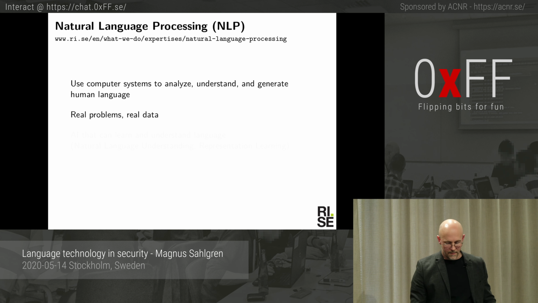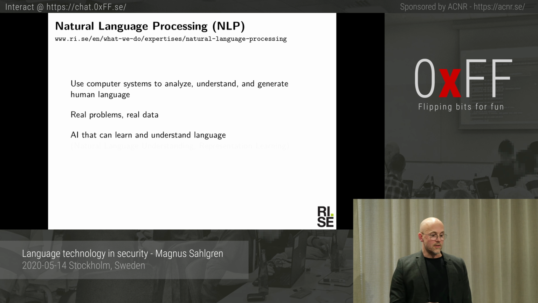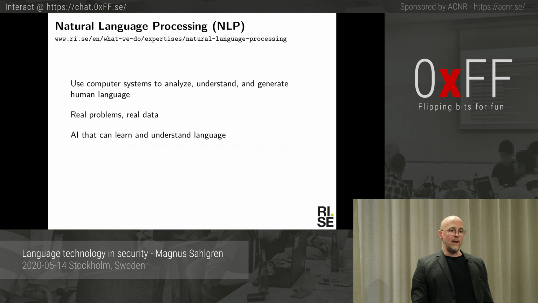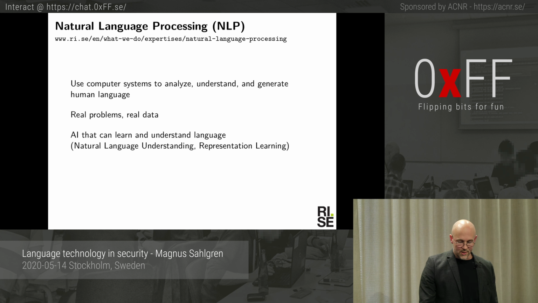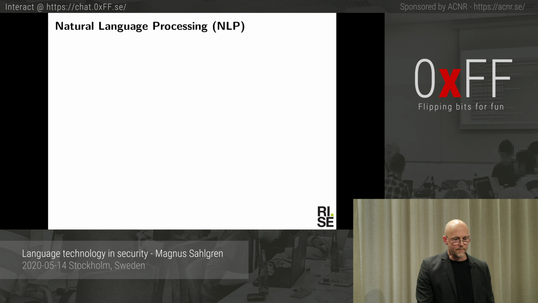So that also means you have to choose your algorithms to fit with the data. That's very important. But the research that we do in our group is mainly focused on language AI. So we're trying to build algorithms and systems that can learn and understand language as we humans learn and understand language. So that's called natural language understanding or representation learning. And we're going to see some examples of how you can use this type of technologies in security applications later on.